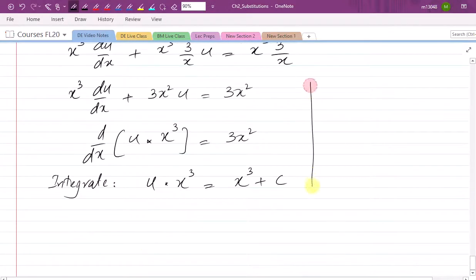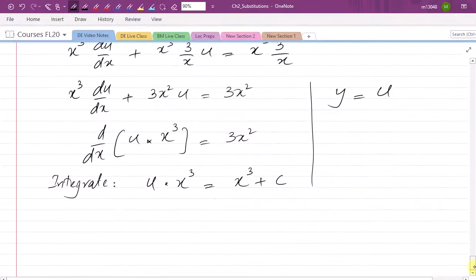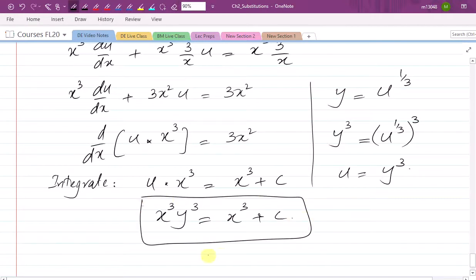What is u here? y equals u power plus 1 by 3. So what does this mean? u equals what? Take the power 3 on both sides, cube and cube, and that means u equals y cube. So this becomes y cube times x cube equals x cube plus c. If you want, you can divide by x cube.